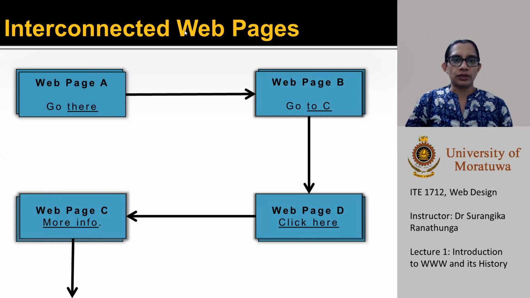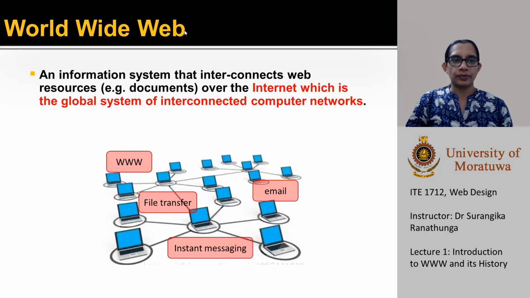Not only documents. Other resources such as audio or video files or database can also be connected with the documents, creating one big web. This large web is called the World Wide Web. Formally, the World Wide Web, commonly known as WWW, can be defined as an information system that interconnects web resources such as documents over the internet.